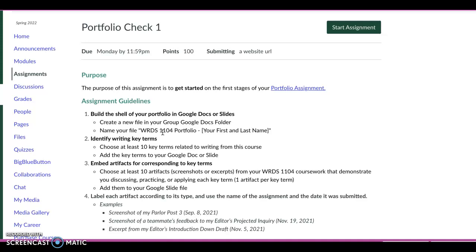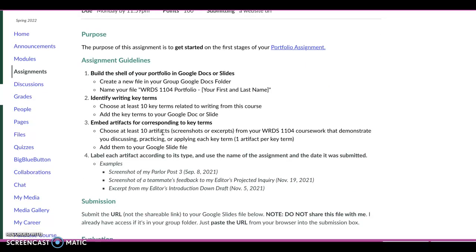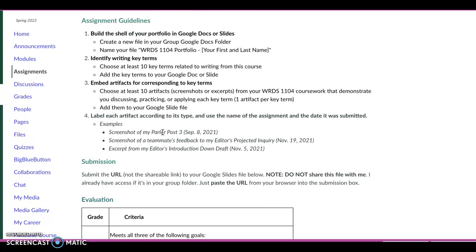So for the portfolio check 1, you're setting up the shell or the skeleton of your assignment. So again, what I would suggest is key term, artifact. You don't need to write the 200 word reflections yet. That's coming up later, but you want to have your key terms chosen and your artifacts chosen, and you want to set it up in the organization that you will eventually use. So don't just put all the key terms at the top and then all the artifacts at the bottom. Put the artifact underneath the key term that it relates to.